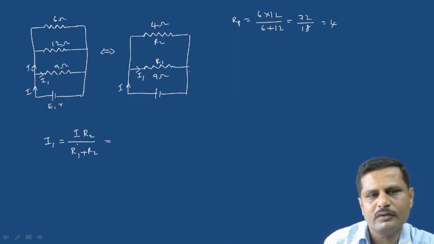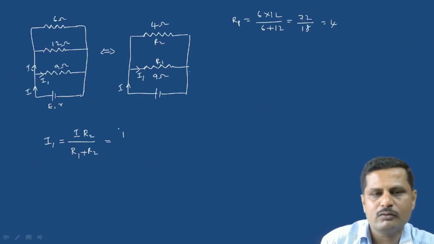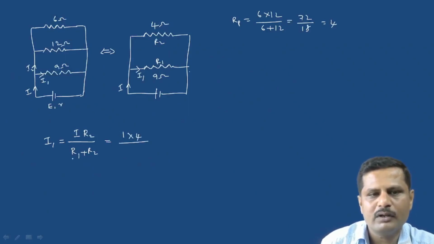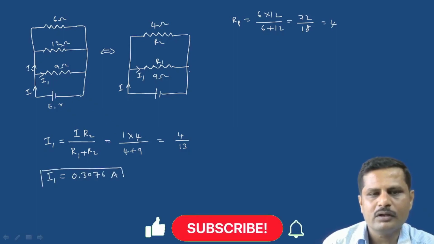This is equal to, here we know that I equals 1 ampere, we got just now. So total current is 1 ampere. R2 equals 4 ohm, divided by R1 plus R2, that is 4 plus 9. This is equal to 4 divided by 13. That is I1 equals 4 divided by 13. So 4 divided by 13 is equal to 0.3076 ampere. This is the current through the 9 ohm resistor.